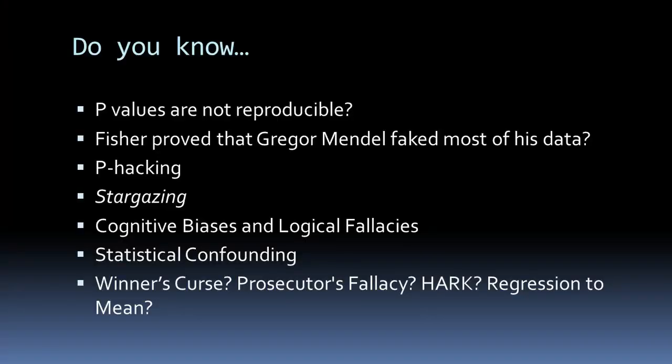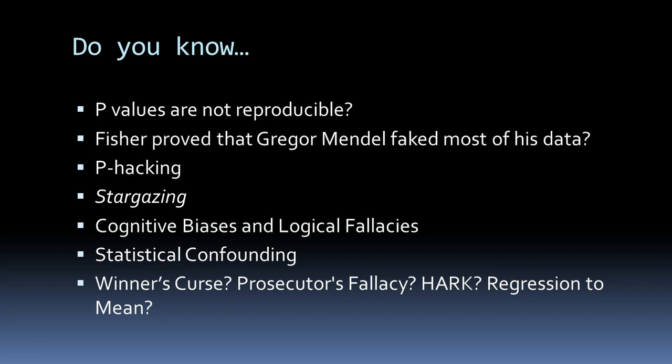How many of you know different cognitive biases and logical fallacies? If you do not know these cognitive biases and logical fallacies, probably you can never draw meaningful conclusions from your studies. That comes even before the statistics come into play. Statistical confounding, for example, correlation does not mean causation, right? The confounding, how many of you are aware of the real, intricate problems of confounding? Do you know what is winner's curse or prosecutor's fallacy or defendant attorney's fallacy or HARK or regression to mean?